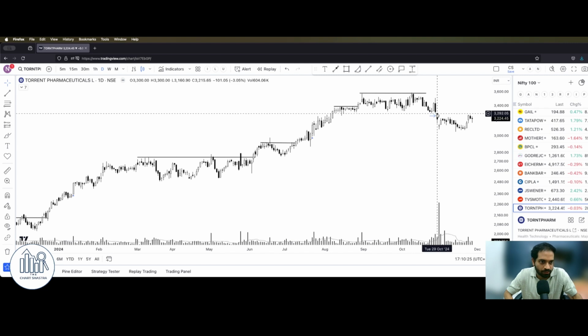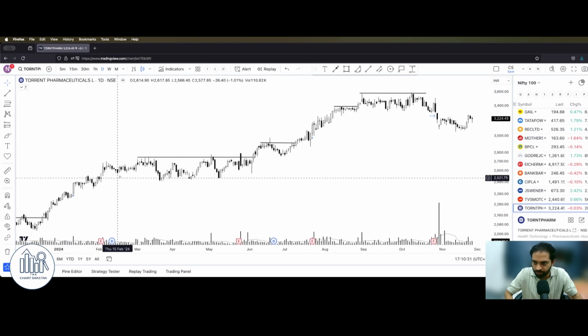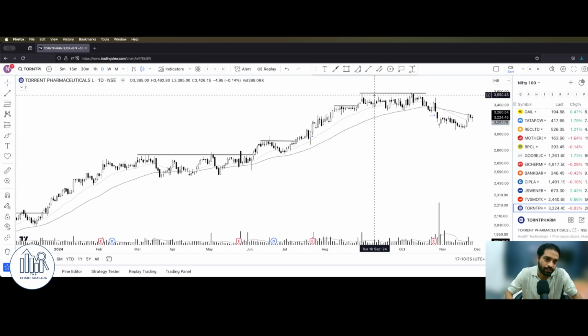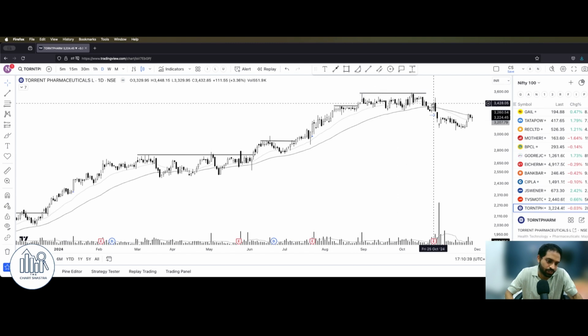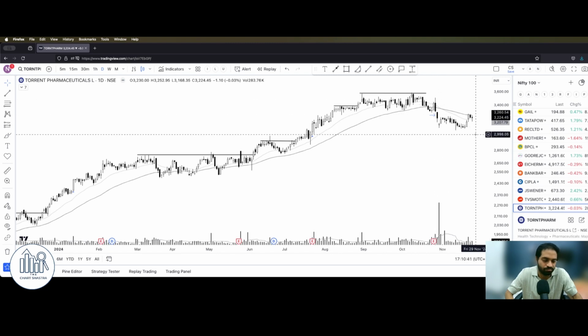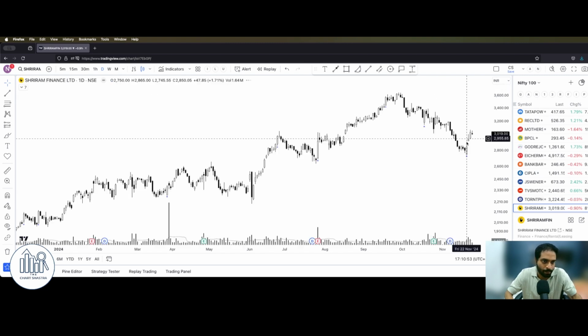Torrent Pharma, see here, this was a massive selling. It was a very good chart, a very good boy kind of thing. It had also resisted the correction, but in the later part gave up, and probably it is now again trying to. So we might expect some big base forming here. Maybe in 3 months or 6 months down the line, this would push higher.